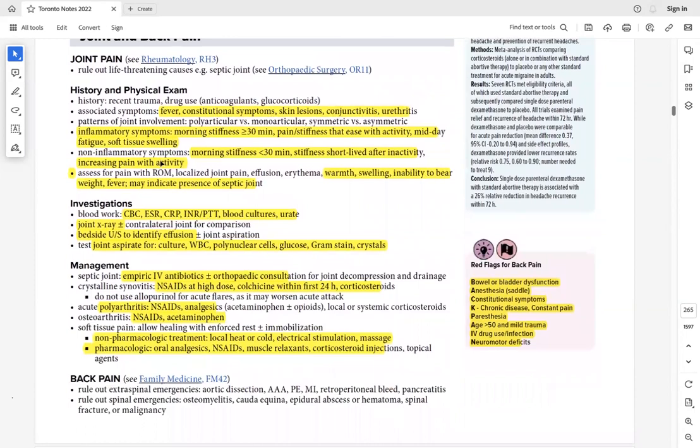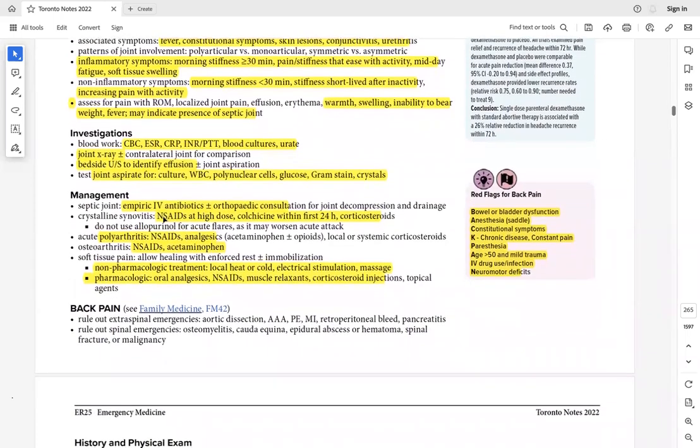This is the joint pain. It's the same as what we did in family medicine. Okay, just take a proper history, do the physical examination, and do the investigations. Depending upon the examination findings, we then do the investigations and treat the patient.